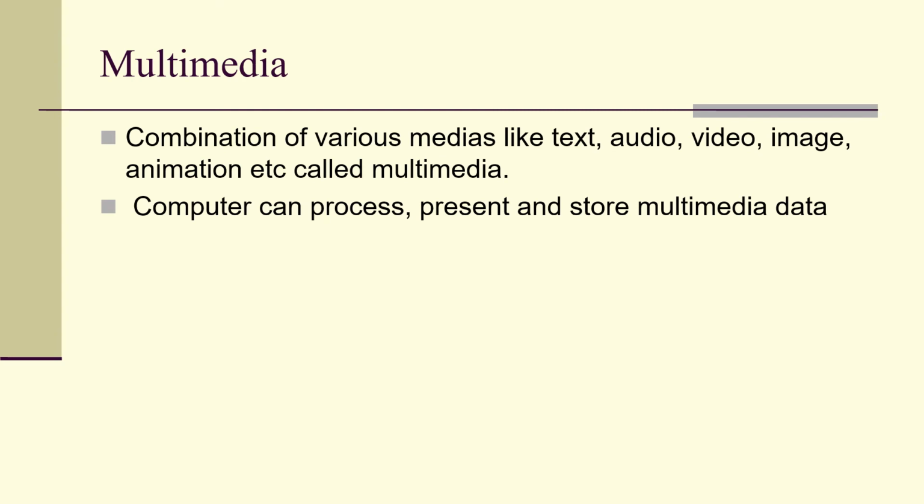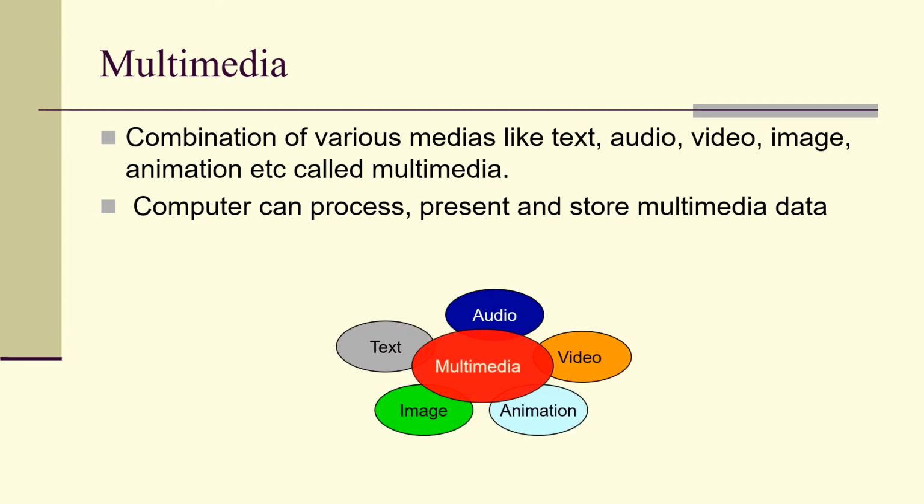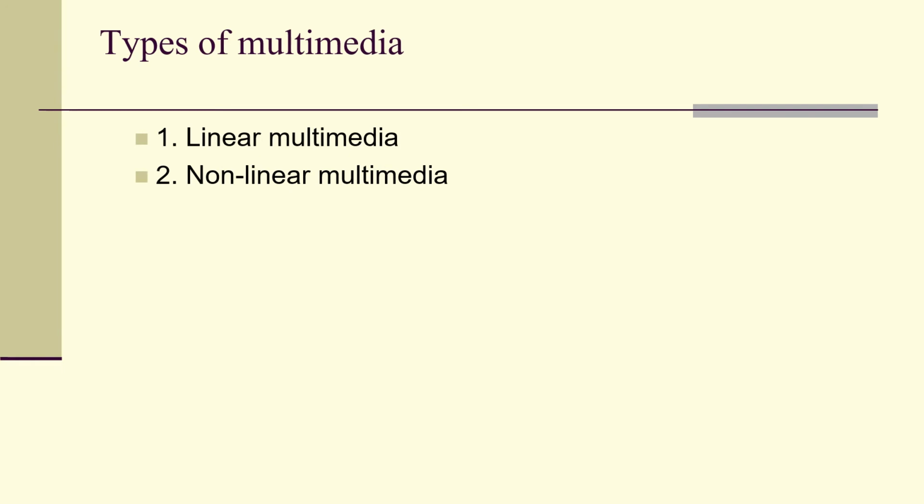Multimedia is the combination of various media like text, audio, video, image, animation, etc. Computer can process, present, and store multimedia data. Multimedia is classified in two categories. One is linear multimedia, second is non-linear multimedia.